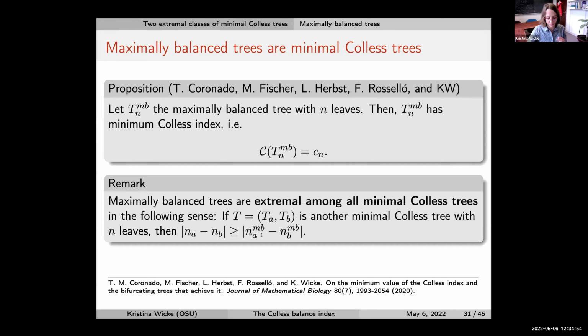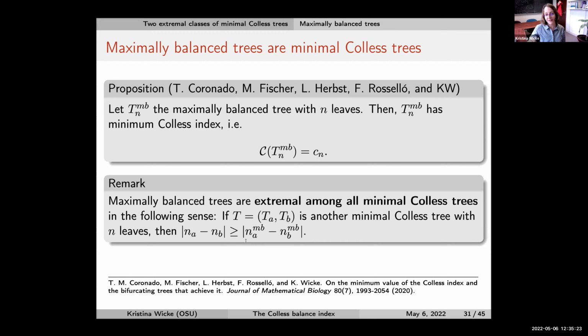That's more a remark and doesn't require a lot of proof, because in the maximally balanced tree, we always try to have the subtree sizes as equal as possible, so this lower bound doesn't require proof. It immediately follows that any other tree will have either the same split in subtree sizes or a bigger one.